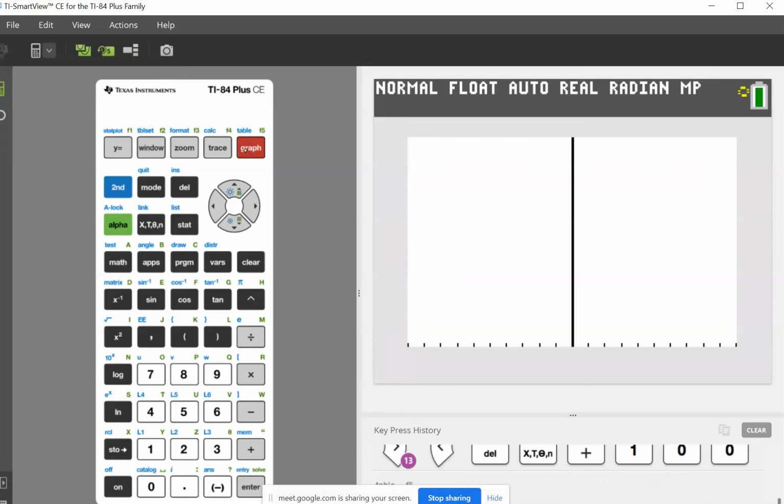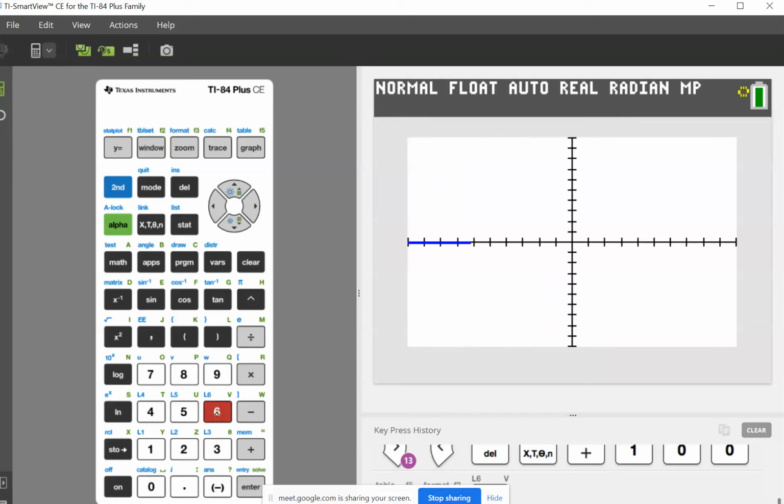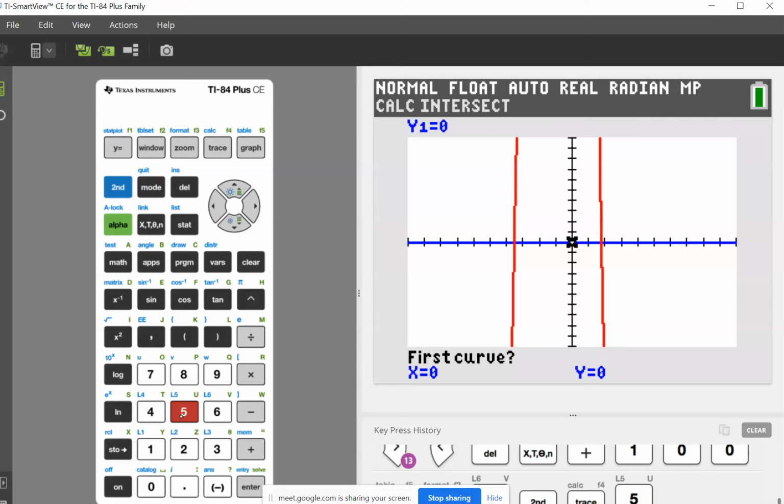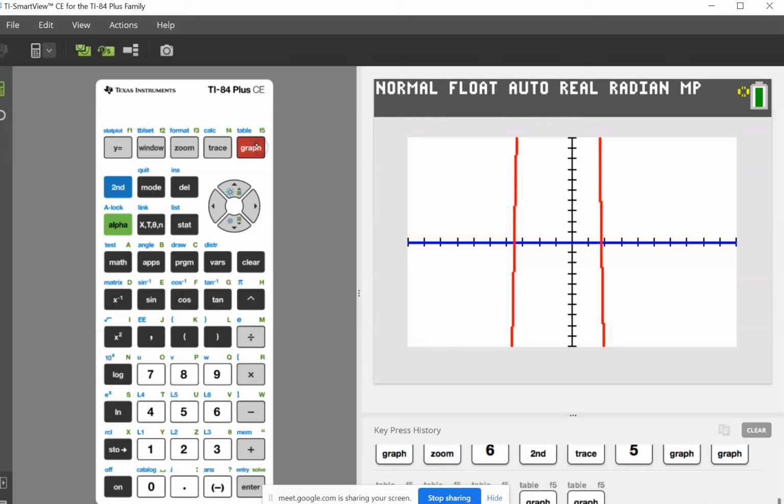Now, in this particular scenario, we had done another problem, so I need to get back to the point of origin. So I'm going to start with zoom and number 6 to go back to the beginning view. This blue line that came across is the height of 0. The red line is our parabola. On the left side would be negative time, and we cannot go back in time, so we're going to find the intersection on the right. We're going to do second trace number 5. We're going to move our cursor to the right.